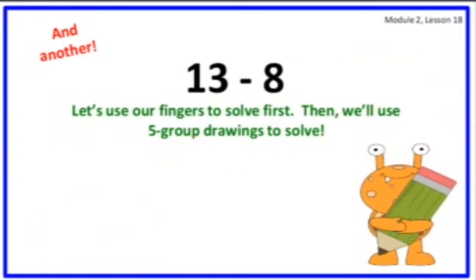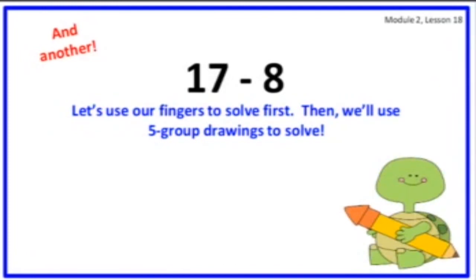Alright, let's take just one more before we move on to our problem set. We have 17 minus 8. Now let's use our fingers to solve again, and then we use 5 group drawings, don't forget. So 8, 9, 10, 11, 12, 13, 14, 15, 16, and 17. So how many fingers are up? 9. So that means 17 minus 8 gives us 9. Very good. Now 5 group drawings.